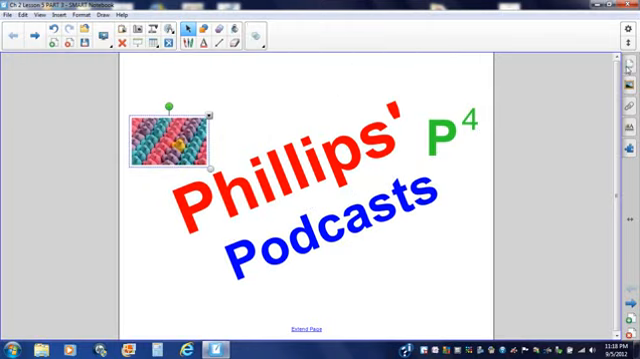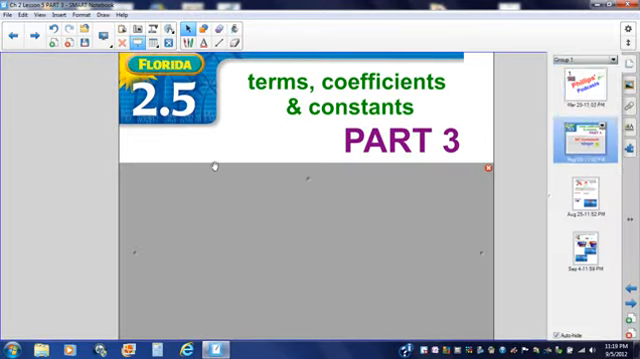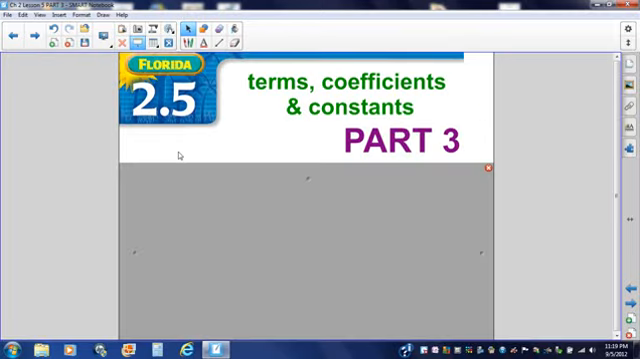Grab your notes / homework spiral. And today's podcast is going to be once again on lesson 2.5. This will be part 3. We're going to talk about some vocabulary words today: terms, coefficients, and constants. Please write those vocabulary words in your notes / homework spiral.